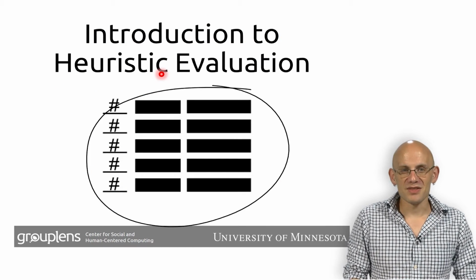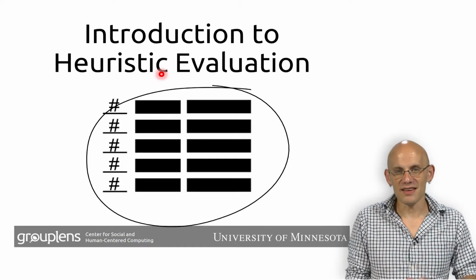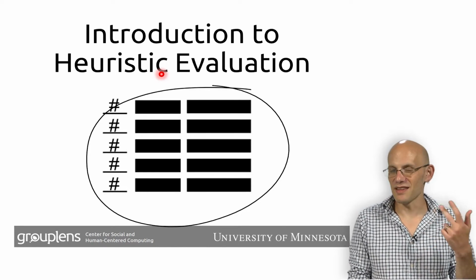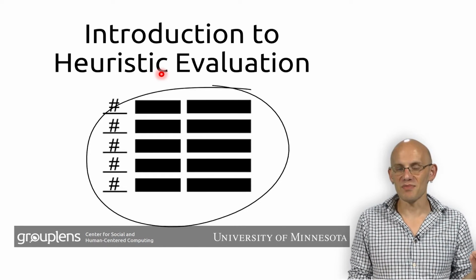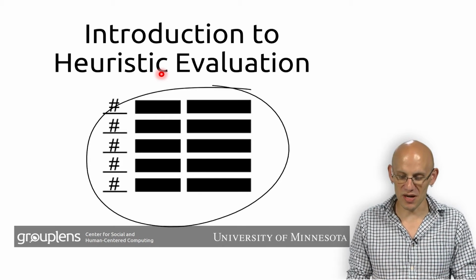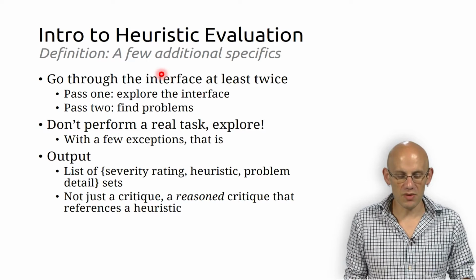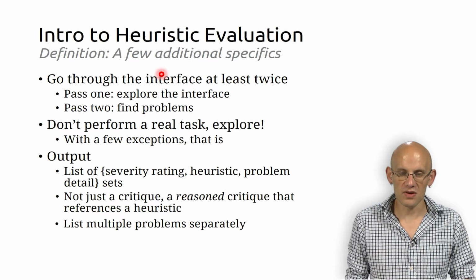So this is why I made this cute little icon here for the intro slide. You got your severity ranking, you got that first black box, which is the heuristic you're citing, and the second black box, which is the more detailed description of the problem. Okay, there is one more thing I want to point out about the output. This is a point of confusion for a lot of folks.